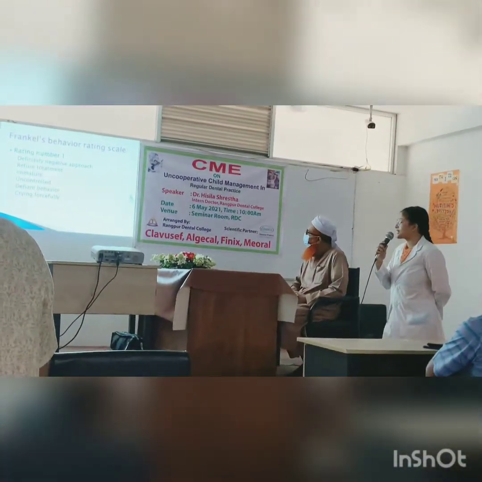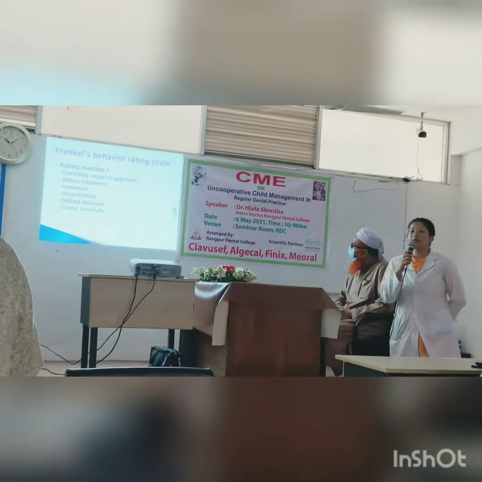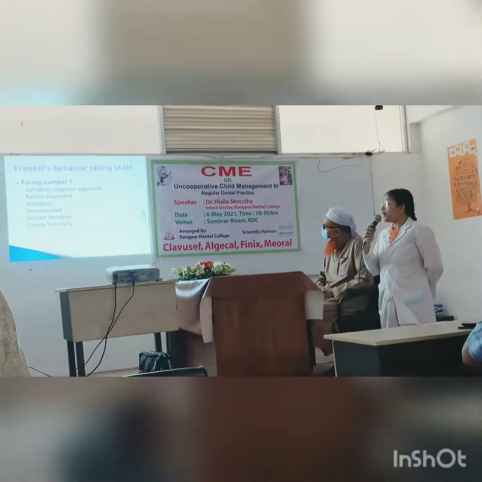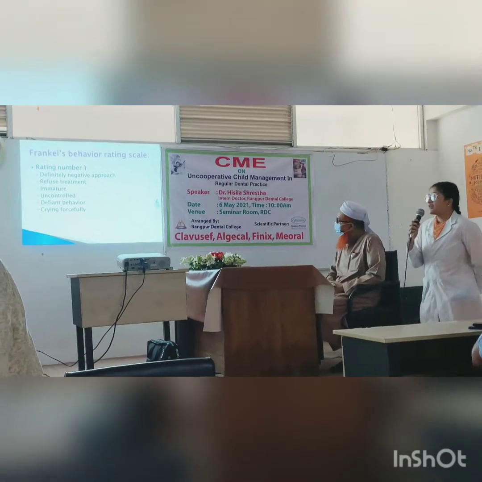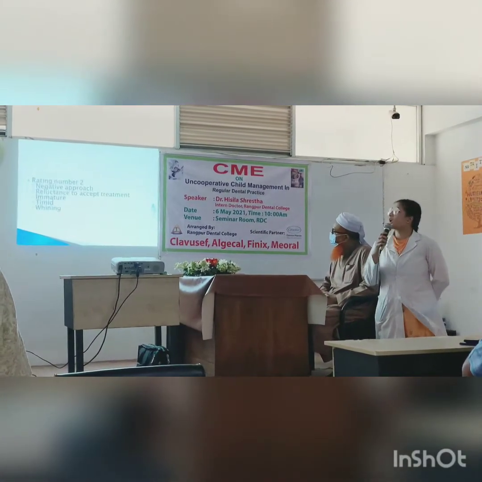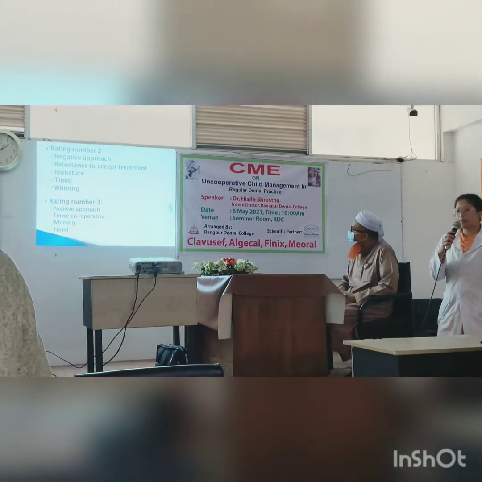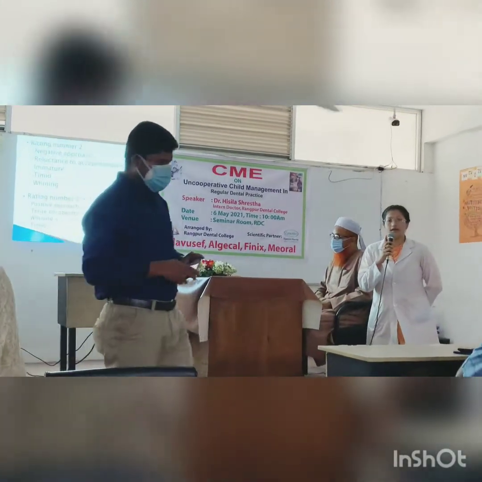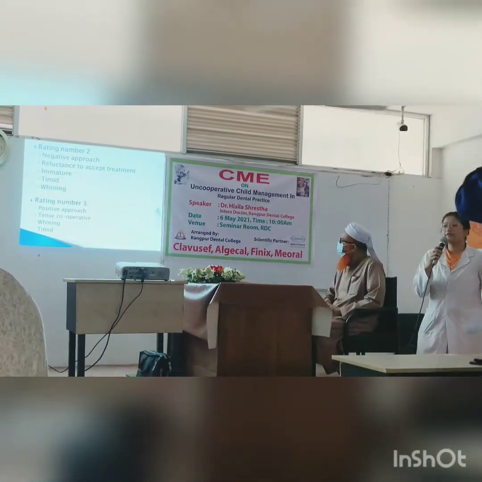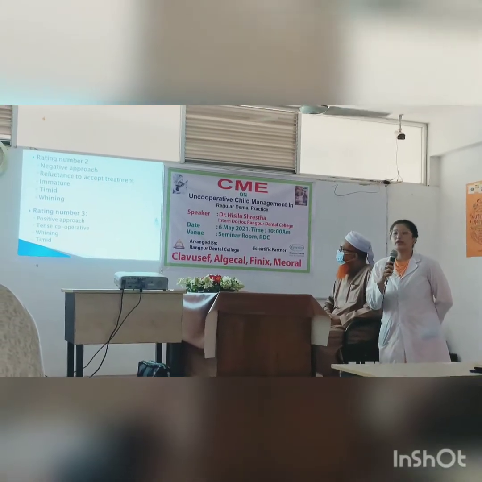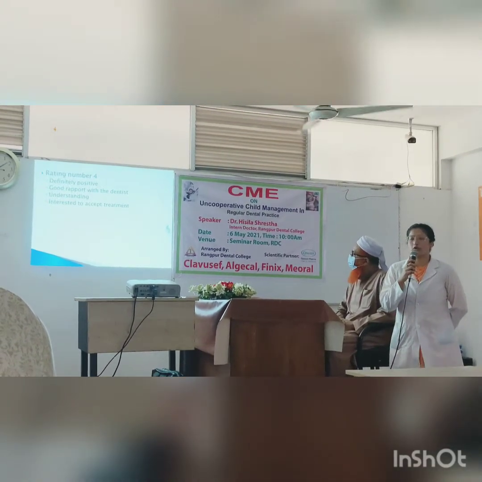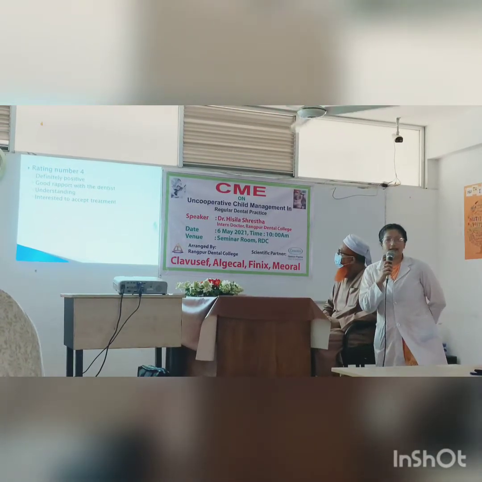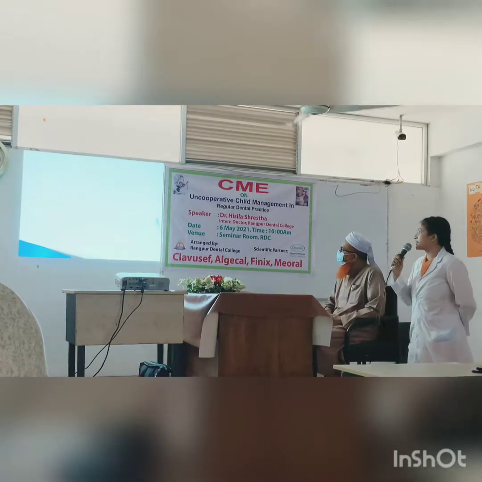Frankl's behavior rating scale. Rating number 1: definitely negative approach. Refuses treatment, immature, uncontrollable, different behavior and crying forcefully. Rating number 2: negative approach. Reluctance to accept treatment, immature, timid and unwilling. Rating number 3: positive approach. Tense, cooperative, willing and timid. Rating number 4: definitely positive, good rapport with the dentist, understanding and interested to accept dental treatment.